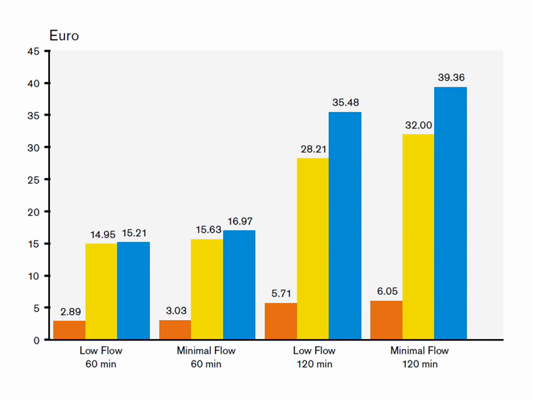So for a 2-hour case with minimal flow rates, desflurane, you just save under 40 euros or 60 Australian dollars, compared to how much you would save with a 1 hour case. So you'd save a lot more if the case goes for longer. The yellow bar is sevoflurane and the orange bar is enflurane.